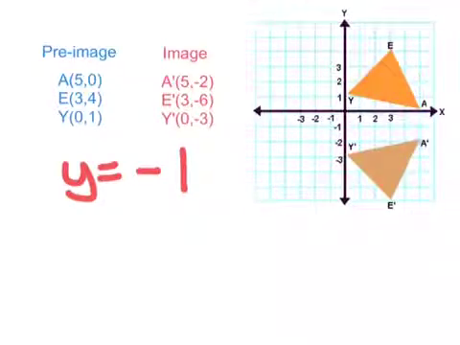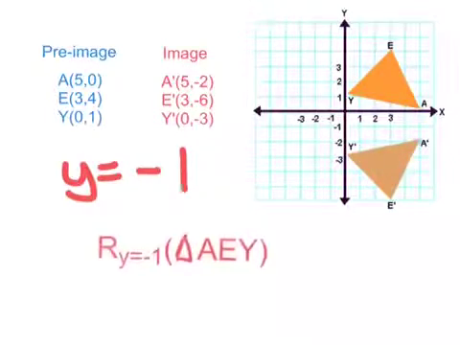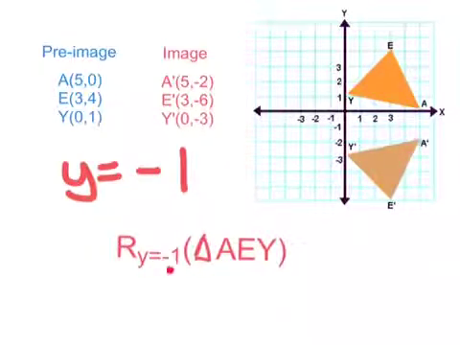So we could write our rule as follows. Our reflection is going to be about the line y is equal to negative 1, and we're reflecting triangle AEY, our pre-image.